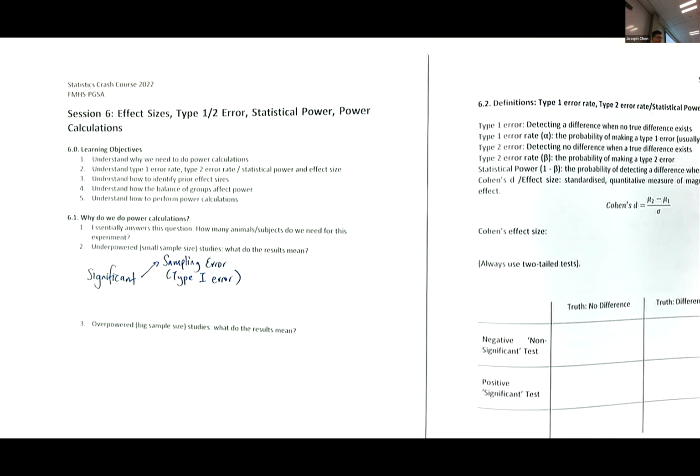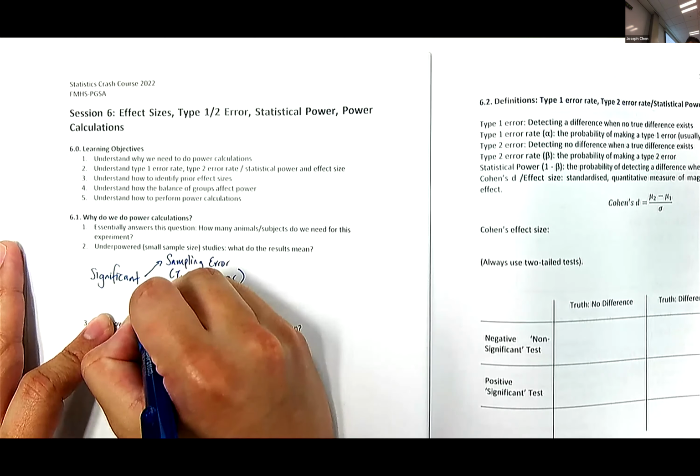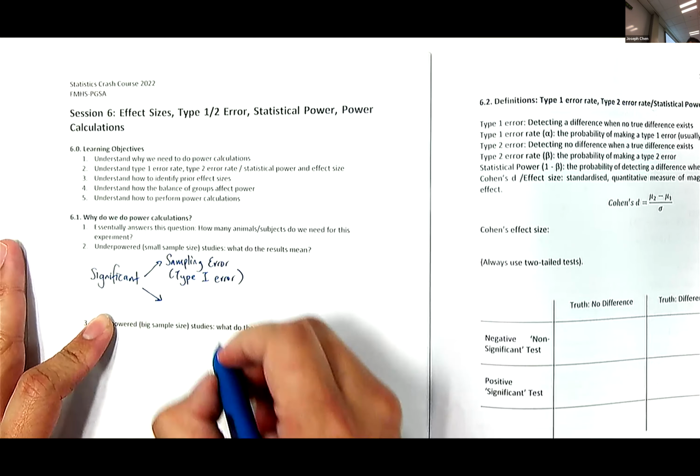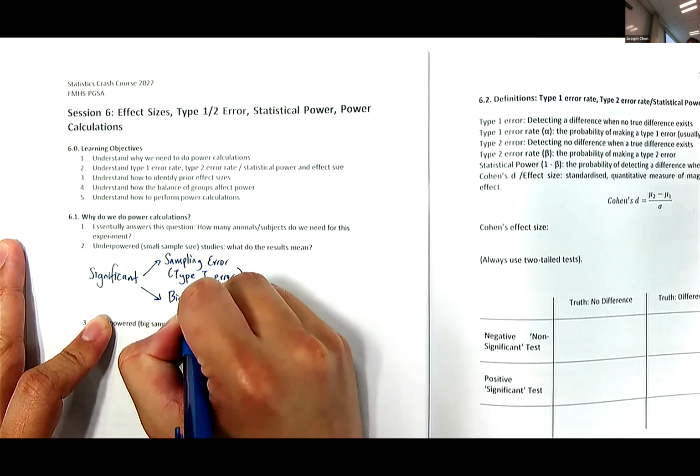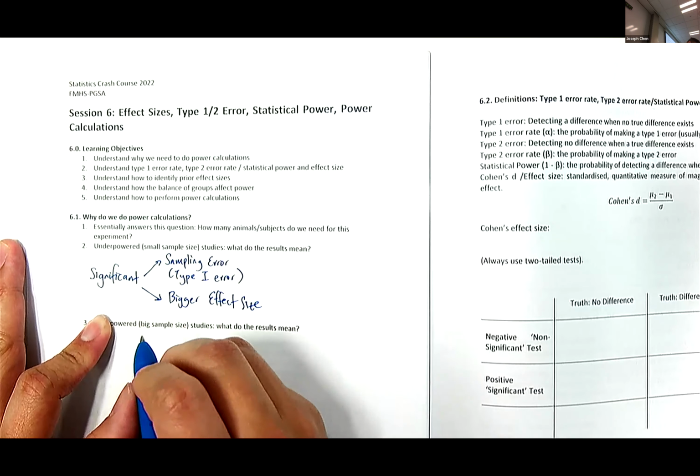When you have a sampling error, it's basically saying the results that you see are just because the people or subjects or animals you collected just happen to be outliers already. And so it's just by chance that you got a significant result. And so that's actually not good. You don't want to discover something by mistake. So if it was significant, that could be bad. Or what else could it mean? You could have a bigger effect size than expected. And I'll explain that shortly.